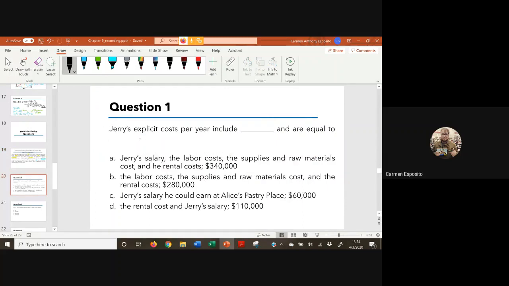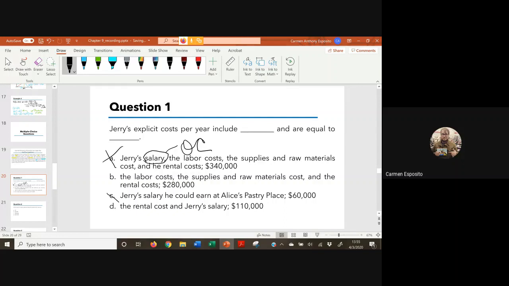Jerry's explicit costs per year include blank and are equal to blank. Well, we know it involves labor, supplies and raw materials, and rent, but does that add up to... but one more thing before I go on. Does it involve his salary? Well, no, right? It can't, because that's an opportunity cost. So A doesn't seem to work.